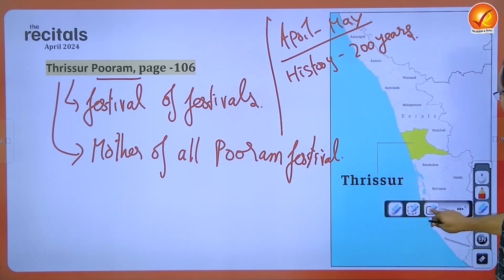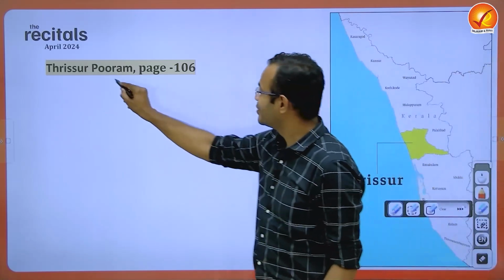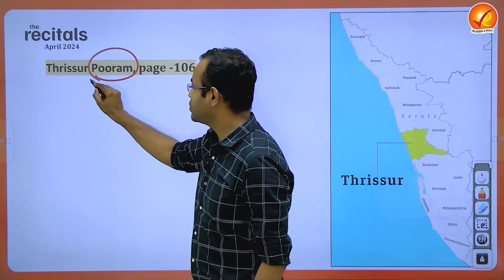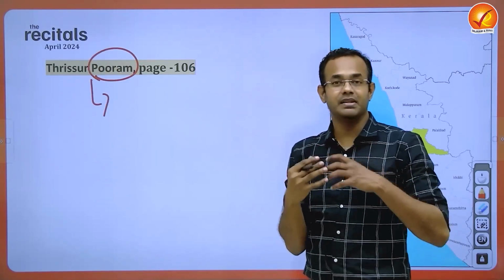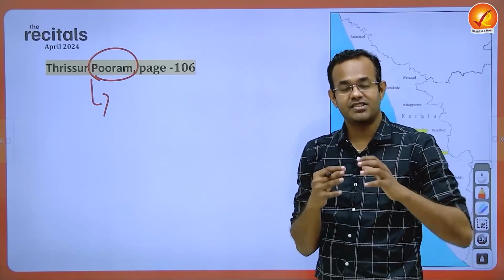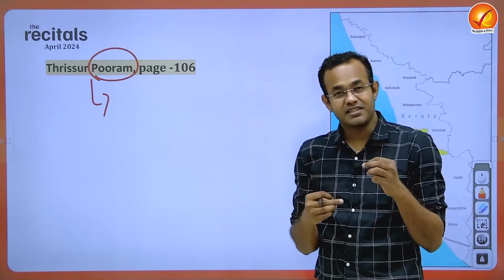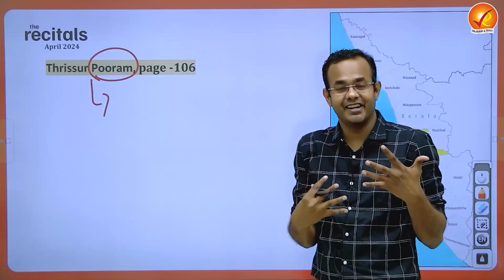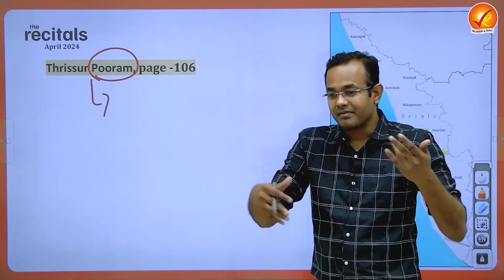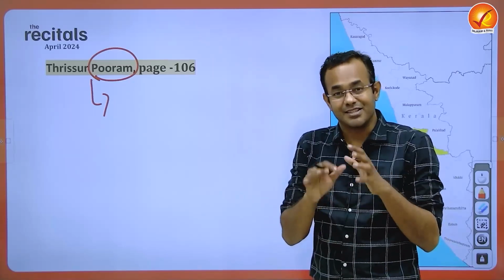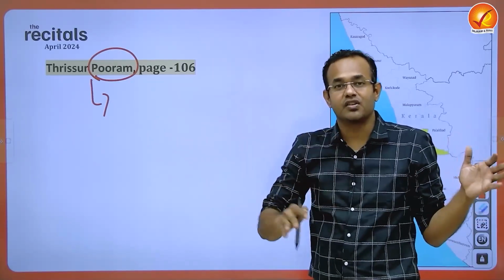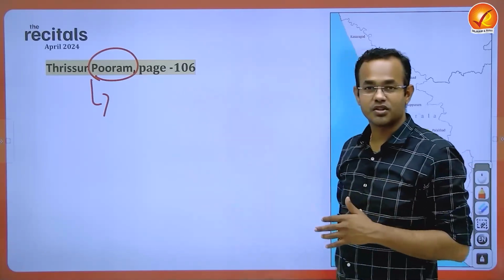Oh, copied. Sir, what is Pooram? You said Thrissur Pooram is the mother of Pooram festivals. See, 10 temples participate in Thrissur Pooram festival, right? And there will be a large number of richly decorated elephants, and a huge musical performance will be conducted. This entire festival, this celebration, is called Pooram, right? So, this is Thrissur Pooram festival.